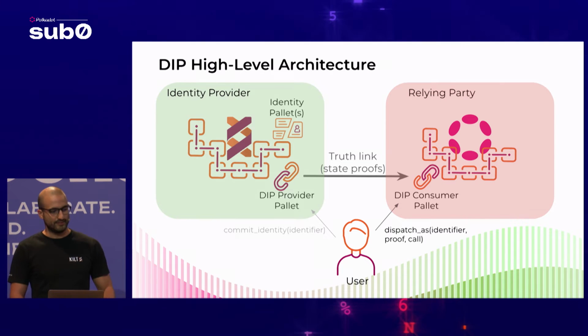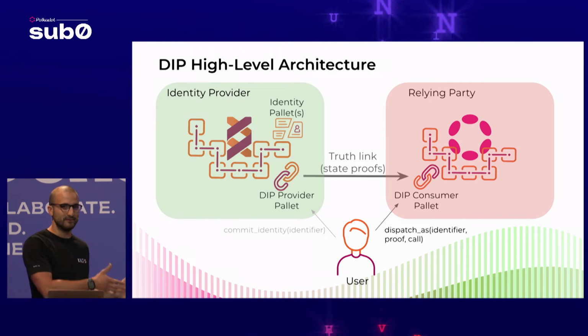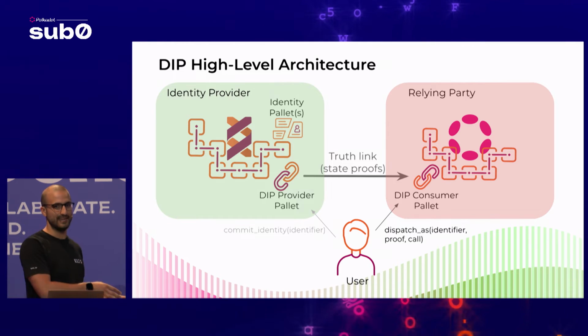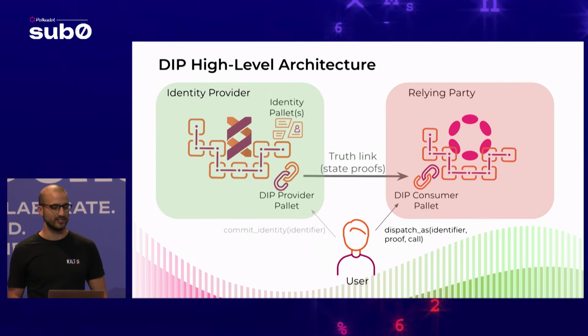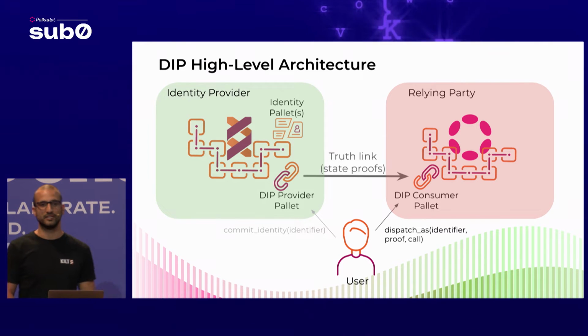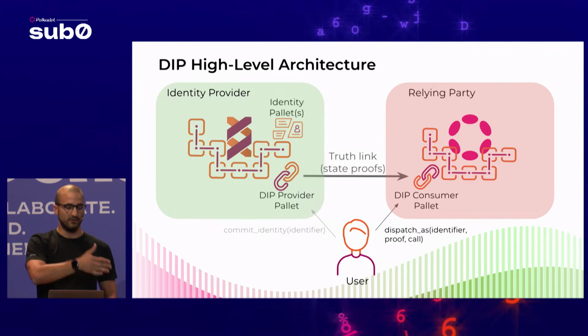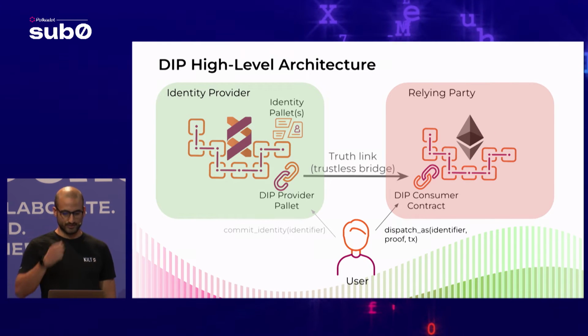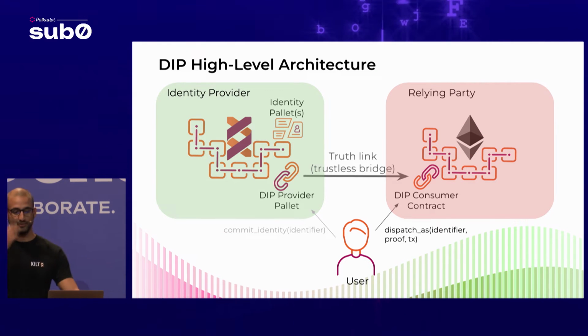So we can see that different parachains can access the same information about the subject once the identity has been committed once on the provider chain. That also includes the Polkadot relay chain. I'm going to demo how that can be done later. And of course, also more ecosystems can be bridged.